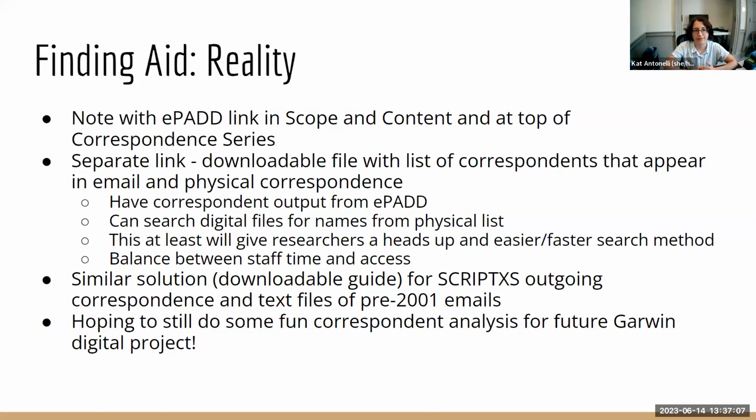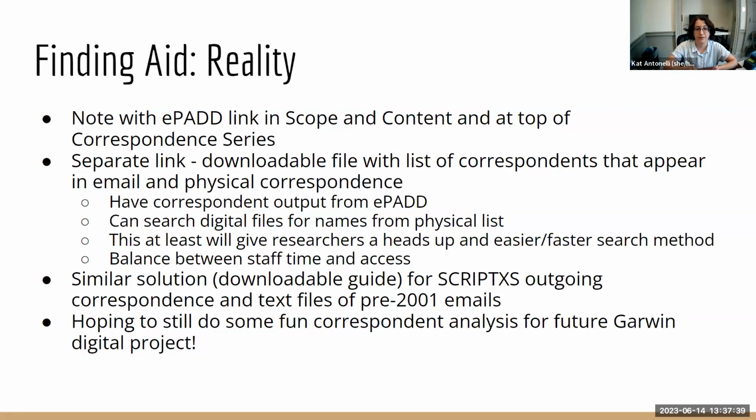And so that helps us balance staff time with access, which for us means or includes really making sure everything is pointed to from the finding aid. All information is accessible from there. It's a centralized point, and then you can branch out from there. And we're going to have a similar solution, which is to say a downloadable file with a list of the script outgoing correspondence and the early email correspondence so that people can compare those as well. And I think we'll leave it there for now.